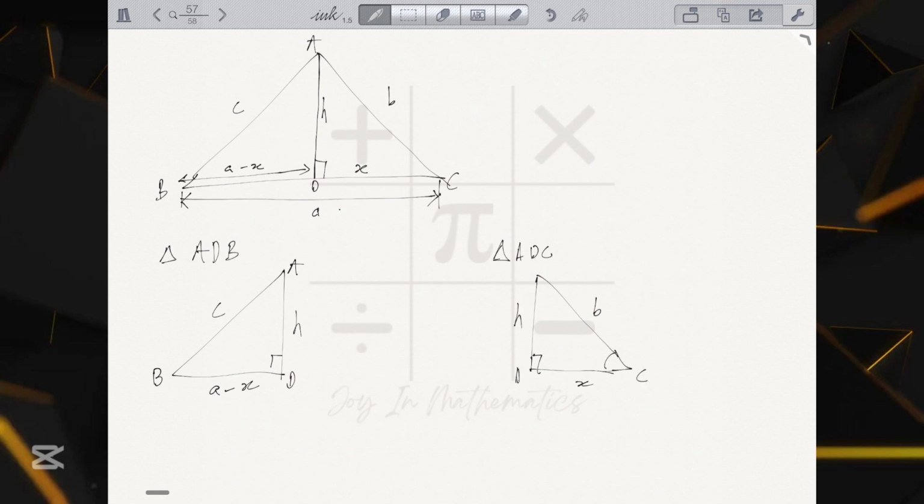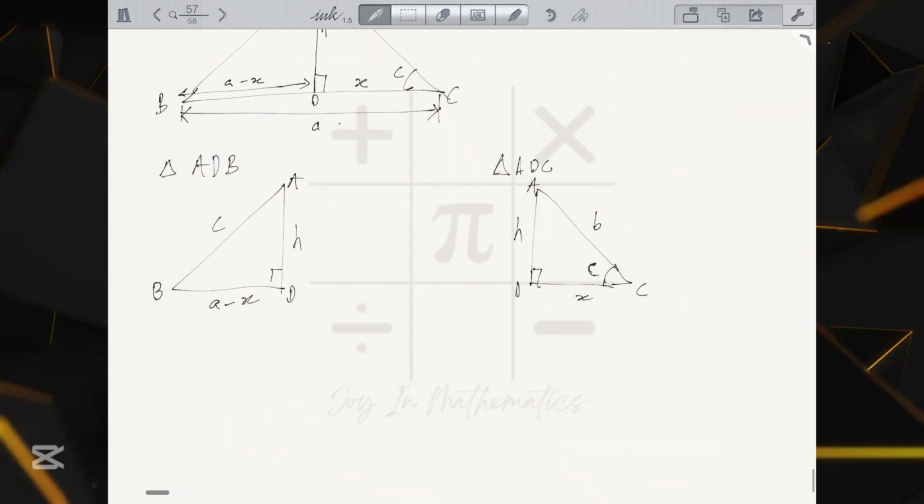Now let's call this angle C because it is at point C. With angle C, from this triangle we can introduce cosine. So cos C is equal to, remember from SOHCAHTOA, which is very important in trigonometry, adjacent divided by hypotenuse. The adjacent in this case is x, the hypotenuse is b. So x is equal to b cos C.